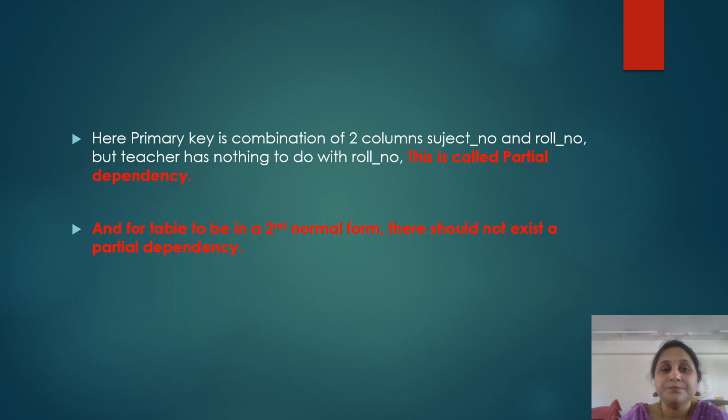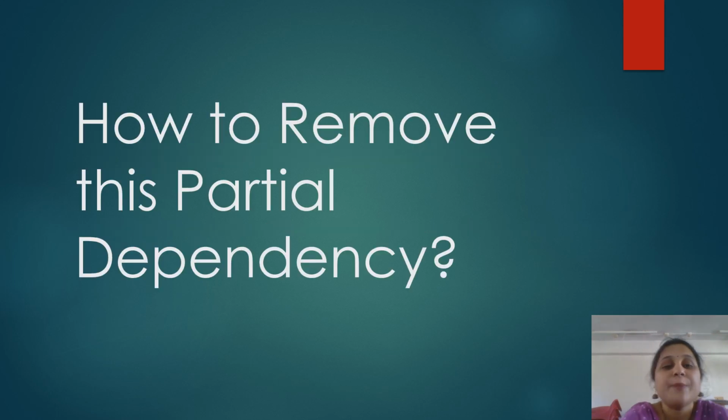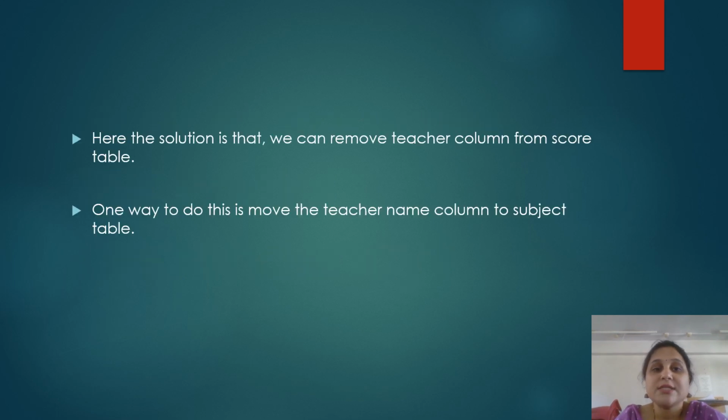Now what do we need to do? Here we need to remove the partial dependency. Now let's check how we are going to do that. Now here is the solution. We can remove the teacher's column from the score table. So one way to do this is to move the teacher's name column to the subject table.